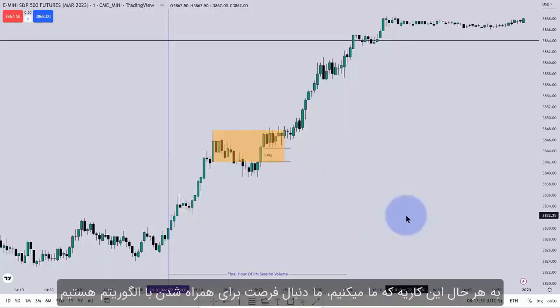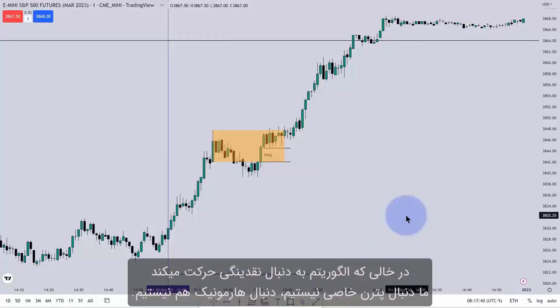We look for opportunities where the algorithm is going to seek liquidity. We're not looking for patterns.